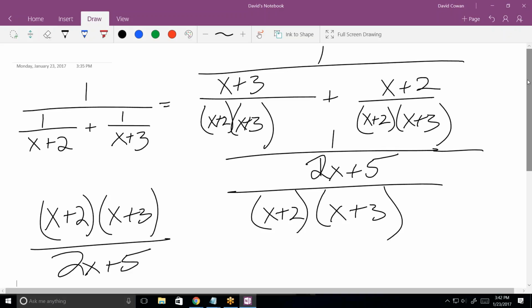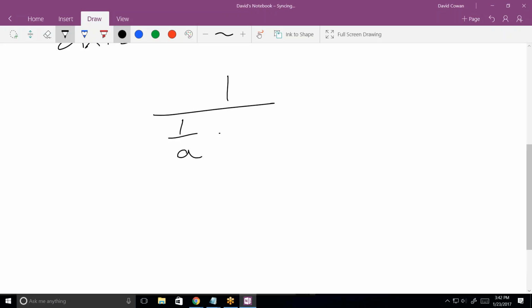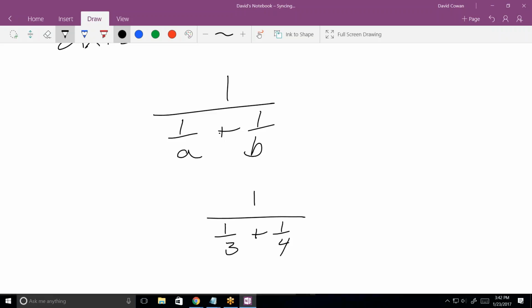In other words, here's the thing. If I have 1 over A plus 1 over B, I cannot do that by flipping and multiplying. Not yet, because I have two terms in the denominator. In other words, if I said, what is 1 over 1/3 plus 1/4? Well, I cannot flip that. That is not the same as 3 plus 4 times 1. You with me? So what I would have to do here is add the two fractions.